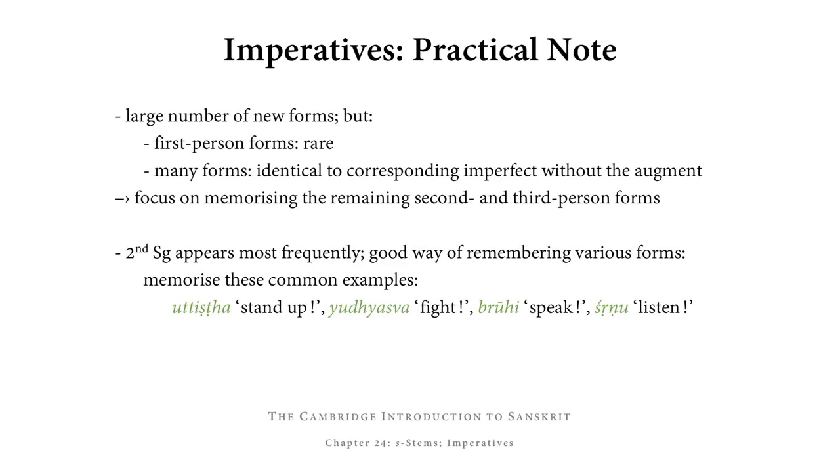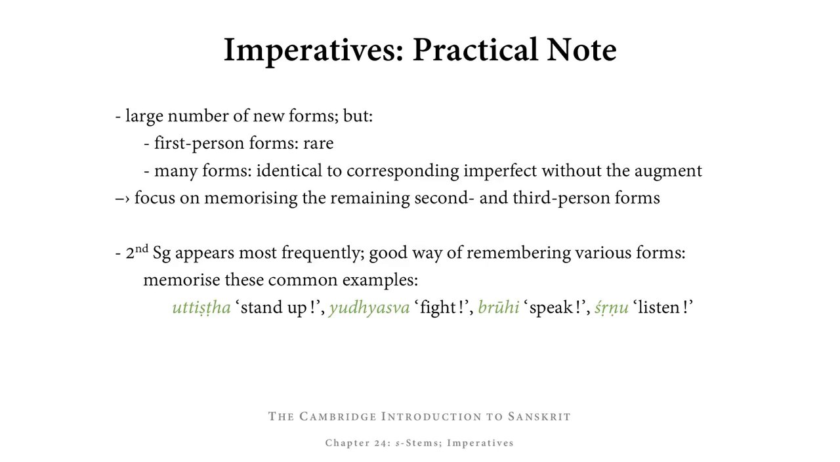The second singular, as we just mentioned, appears particularly frequently, and that's the second singular not just in the active but also in the middle. And a good way of remembering the most frequent second singular forms actually is just to memorize these common examples, which are uttiṣṭha, stand up, from tiṣṭhati, which is a thematic active verb. So what we have is the present tense stem without any endings, tiṣṭha, or here it's a compound verb, uttiṣṭha, stand up. Yudhyasva, fight, which is a second singular middle imperative of a thematic verb.